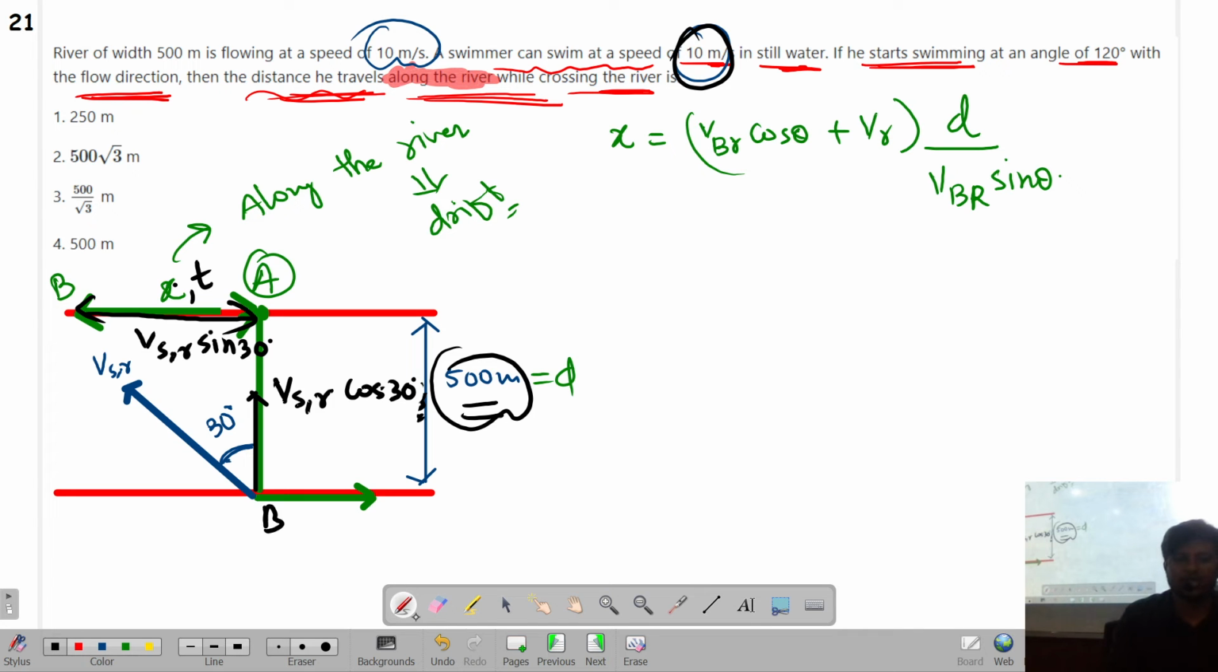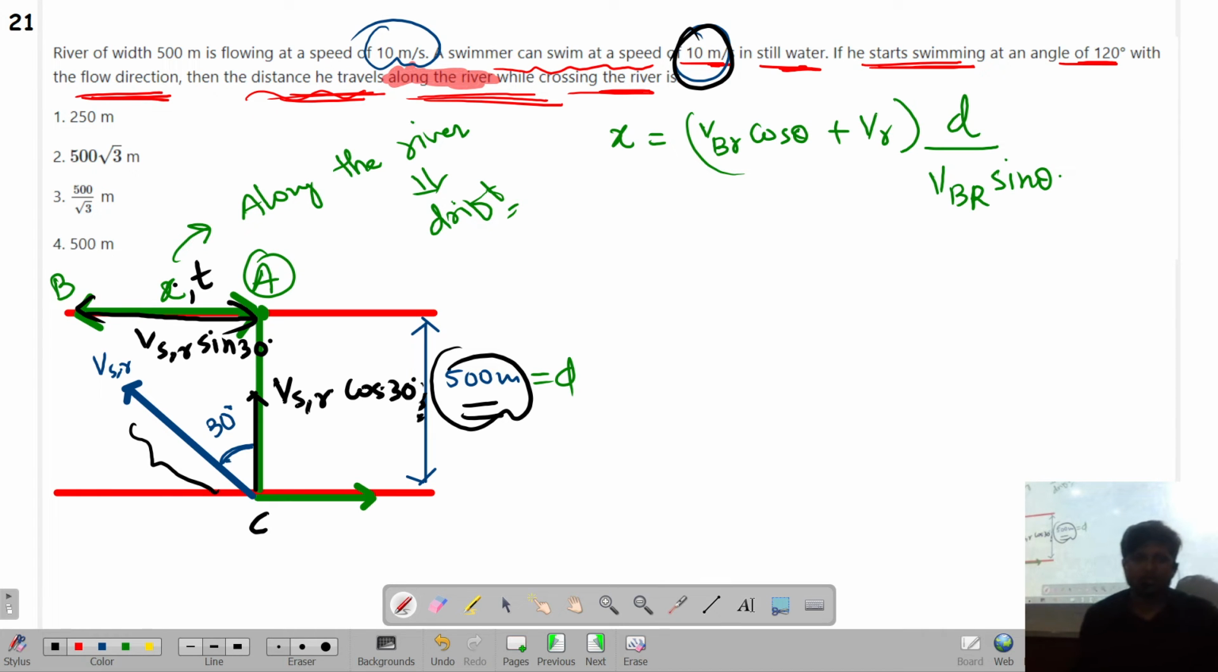Got it or not? AC. Okay. Particle is not following this path AC. Which path is it following? It is following this angular path. Got it or not? So therefore, velocity of river with respect to velocity of swimmer with respect to the still water is not going to get utilized.